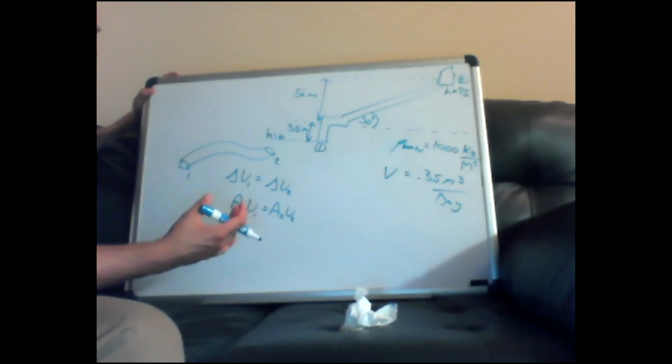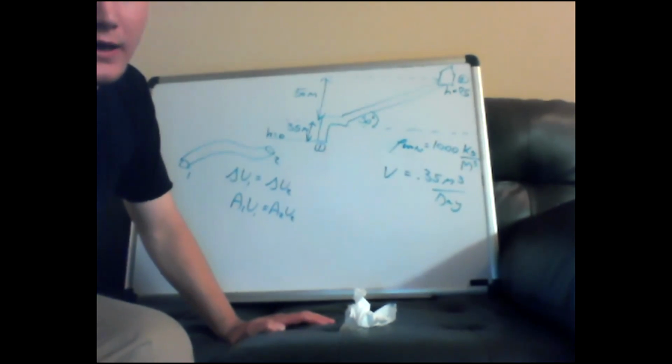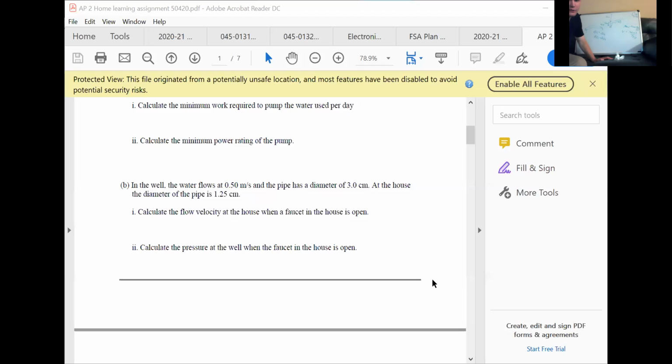And that will correspond to the velocity at the house when the faucet in the house is open. And then it wants to know the pressure at the well when the faucet is open. Okay, so we want to know now the pressure in the well.